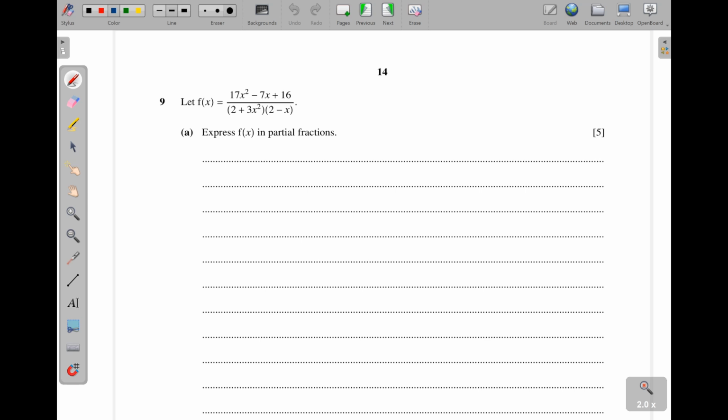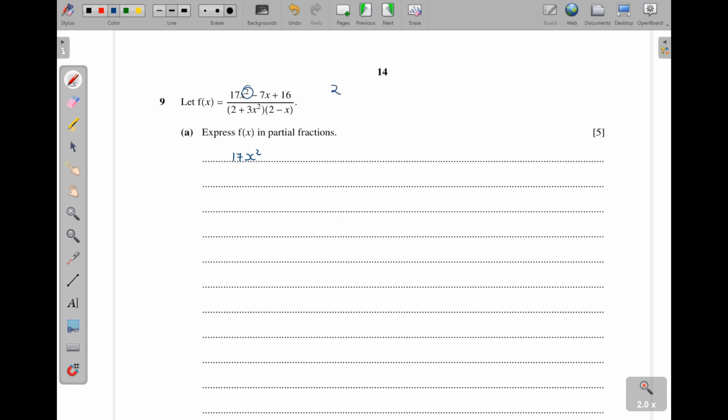Question 9, part A. Here we are supposed to express this function here in partial fractions. Now, when we look at the denominator here, we have a quadratic and then the linear. Okay, so we shall have 17x squared. Also, before you begin the partial fractions, always check the degree of the numerator and the degree of the denominator. What do I mean by the degree? It is the highest power of the variable in that given expression. So the highest power here is a 2, so the degree is a 2.